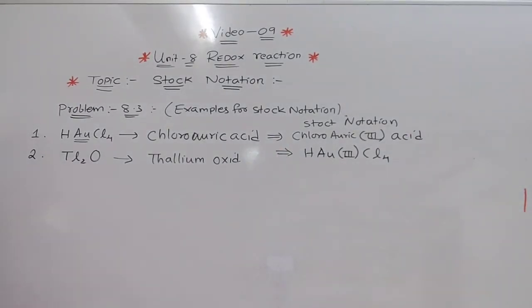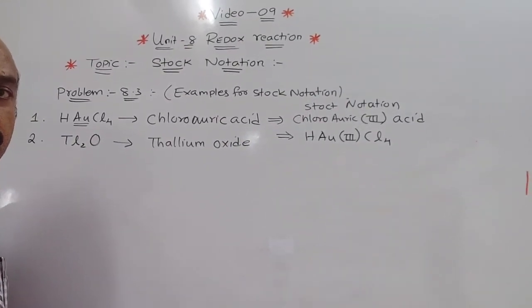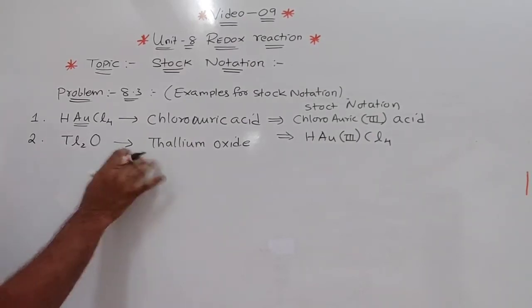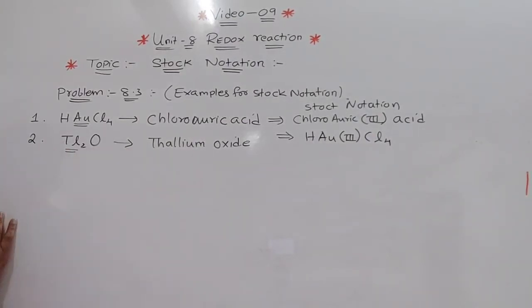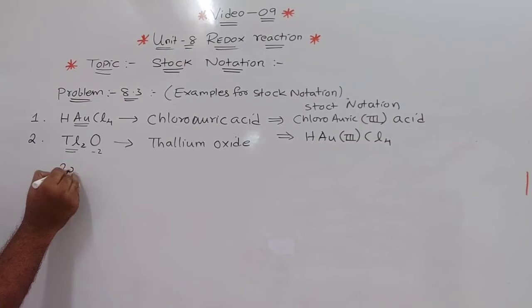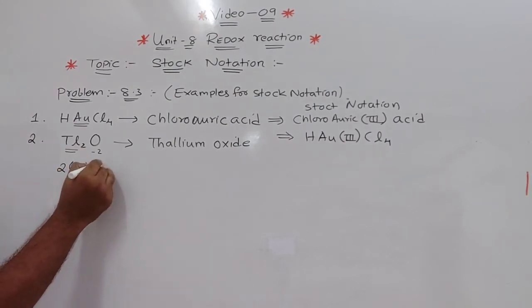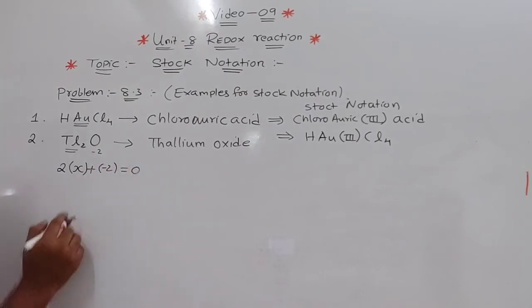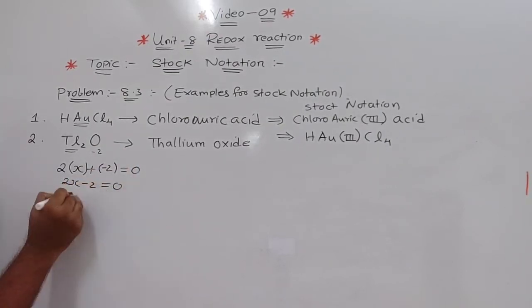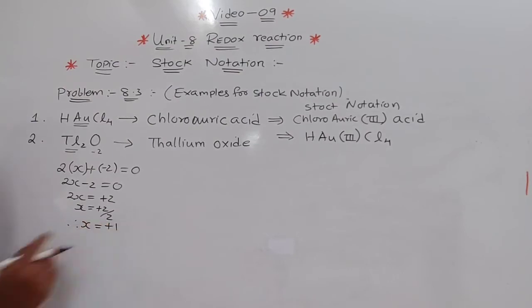Clear? Now when we talk about this thallium oxide, here again, for thallium, the metal, the oxygen will be -2. So we take 2x, because there are two Tl atoms: Tl into x, plus -2 is equal to 0. So 2x minus 2 is equal to 0, 2x is equal to plus 2, x is equal to plus 2 by 2. Therefore, x will be equal to plus 1.